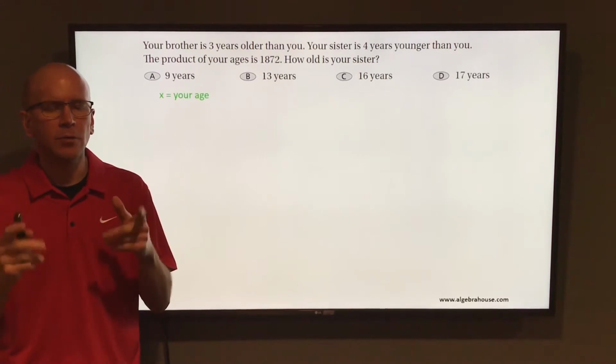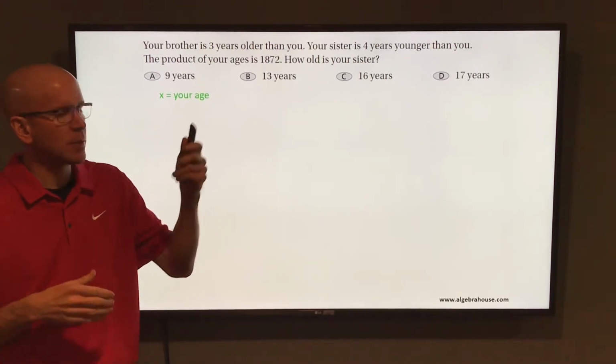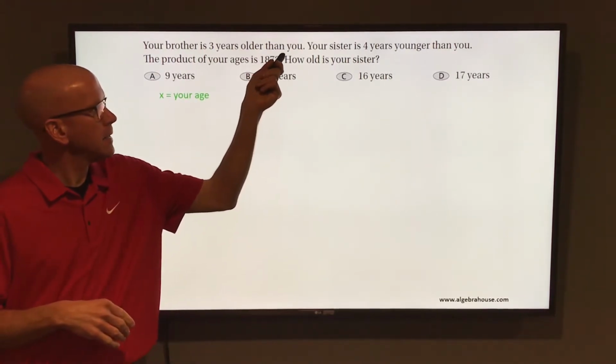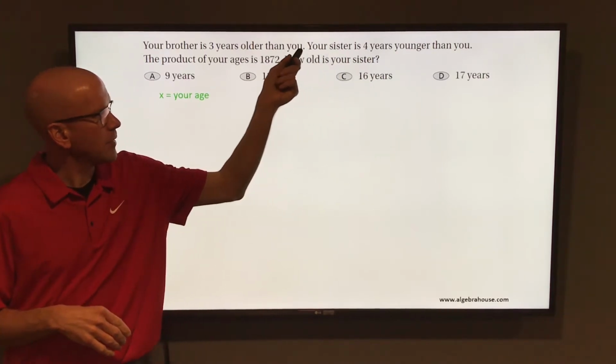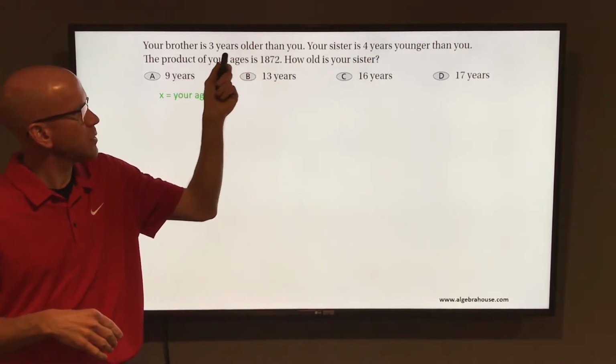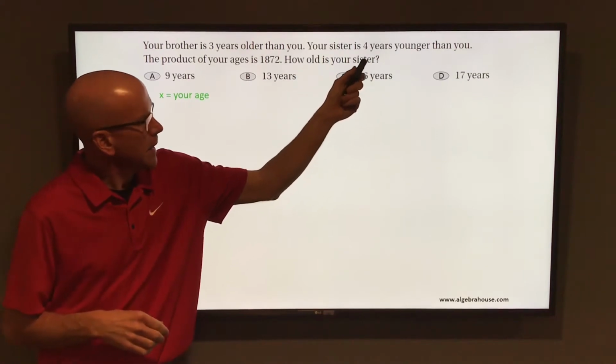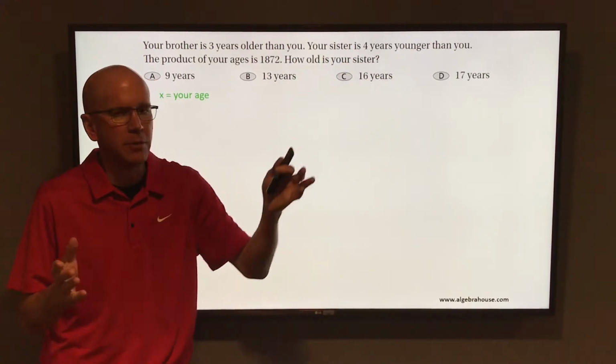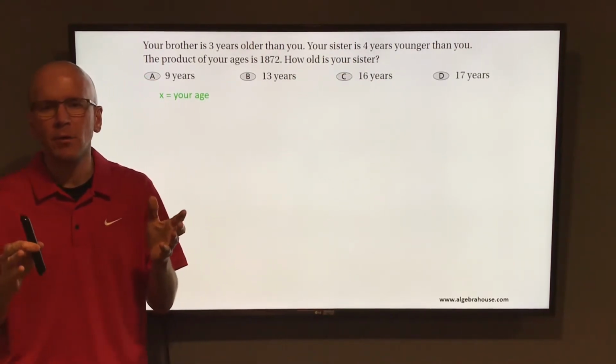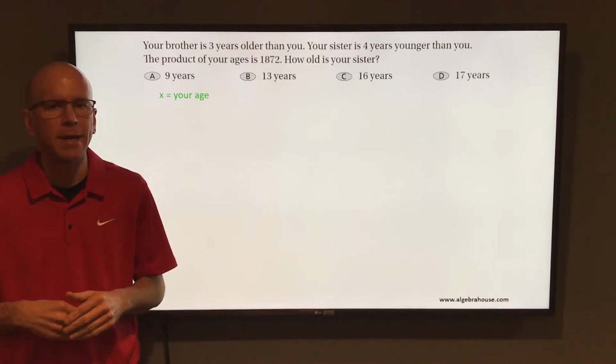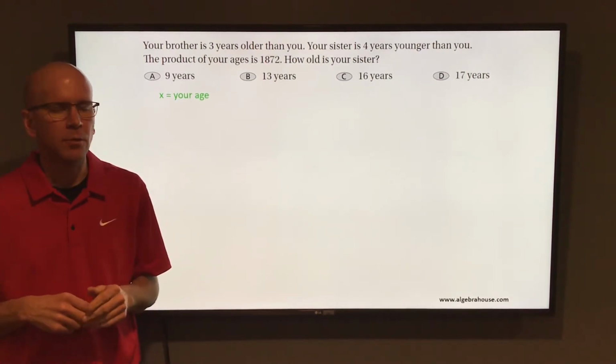We're going to let x equal your age, because usually whatever comes after the word than is what you let x equal. If you find the word than, it says your brother is 3 years older than you, and your sister is 4 years younger than you. So again, usually, not always, but usually whatever comes after the word than is what you let the variable equal, x equal here.